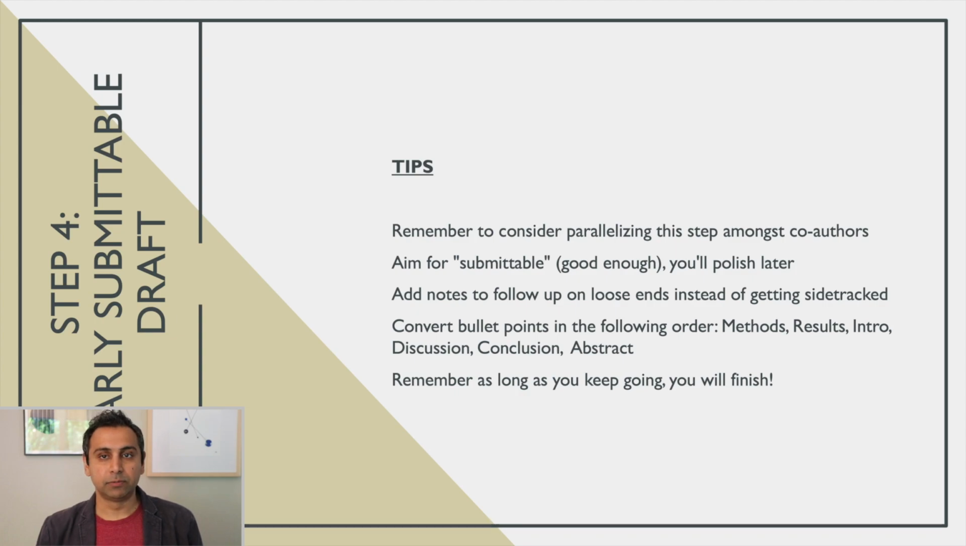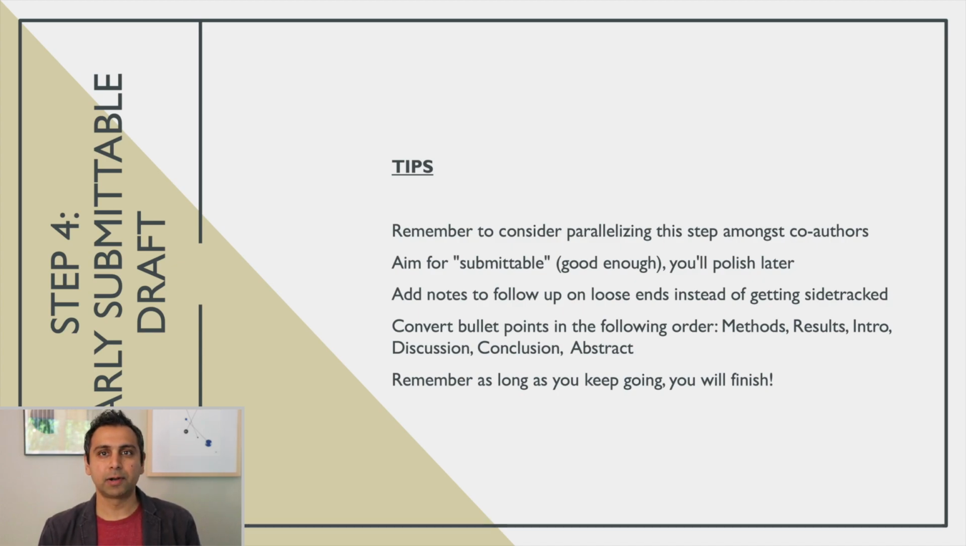So the first tip is to remember to consider parallelizing the step amongst the co-authors. If you can split up the work of converting bullet points to text, that really helps. Remember to aim for submittable or good enough and to save the polishing for later. Sometimes it's really tempting to just keep working on the same paragraph over and over again and try to get it perfect. But it's much better to just move on to the next paragraph once a paragraph is in submittable shape and then polish it when you have time later.